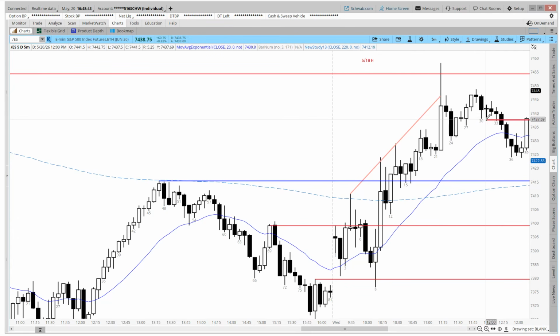You can see it's testing that resistance that I pointed out. It's also about a 50% pullback of the sell-off. That's a typical resistance area. This is a tight bear channel. There's probably going to be sellers at the midpoint of it, looking for at least a test of the lows one more time.